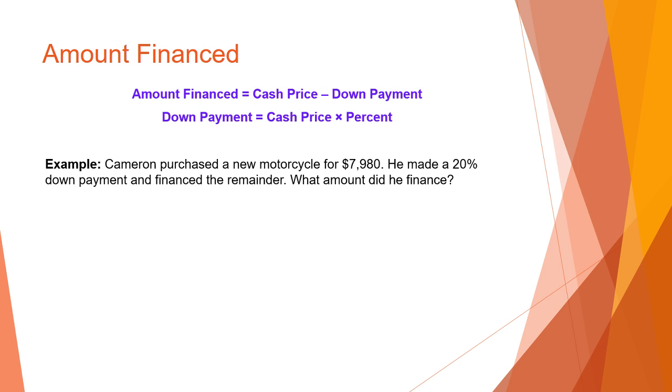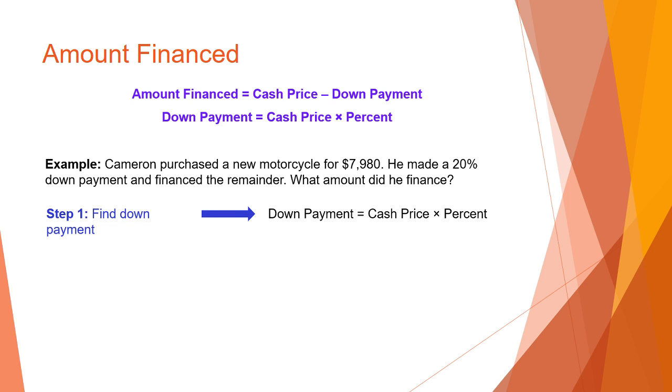So here's an example. Cameron purchased a new motorcycle for $7,980. He made a 20% down payment and financed the remainder. So how much did he end up financing? First thing you need to do is find the down payment. Down payment is the cash price times percent. We know that he made a 20% down payment. We need to convert that percentage into a decimal in order to actually multiply. So 20% in decimal is 0.20. Remember, we're just moving the decimal 2 to the left, or divide the 20 by 100 to get 0.20.